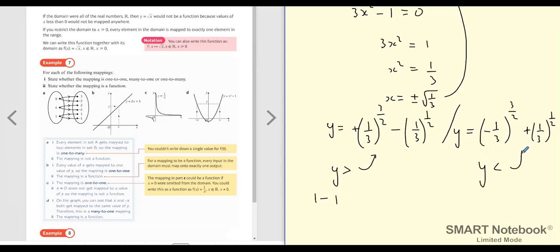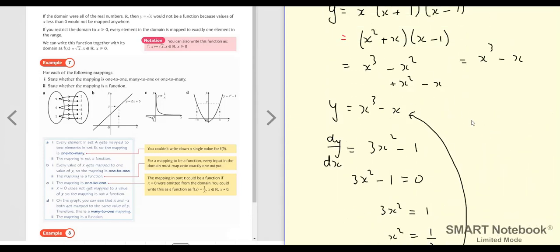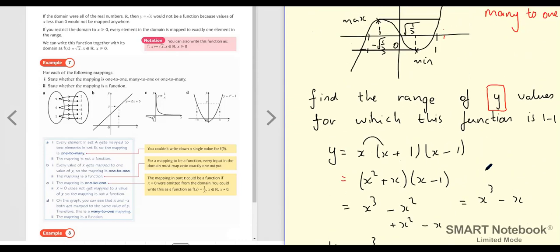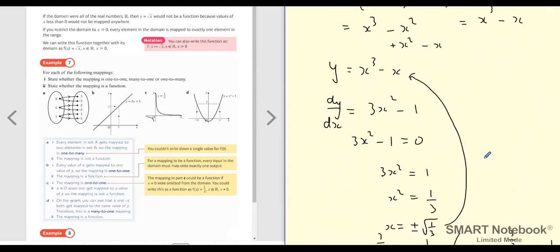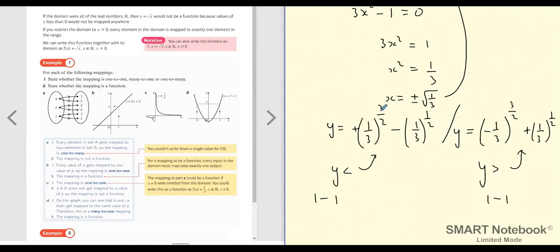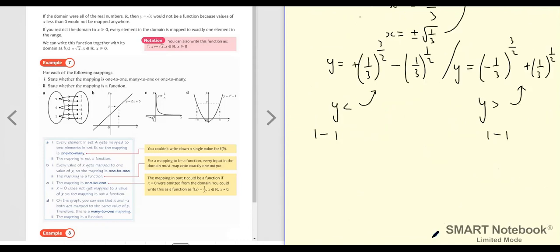Y less than this value, sorry, it's the other way around, isn't it? So y less than this value, and y greater than that is going to become a one-to-one. Okay, does that make sense? Are we happy with that concept? Because that is quite a common, tricky question in exams. This is the one that students get wrong quite a lot. Well, let me know if you want me to clarify anything.